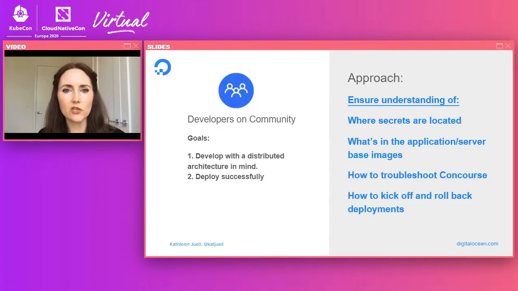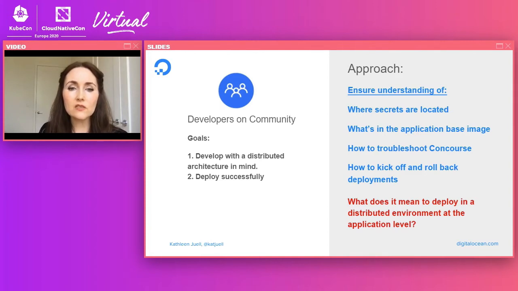Some of the topics that we focused on making sure everyone understood as we moved towards the final rollover included things like understanding where secrets were located, having a baseline understanding of what was going into the application and server images, a basic understanding of how to troubleshoot Concourse, and then of course how to kick off and roll back deployments. However, it turns out that we had failed to cover some of the meta-level nuances of what it meant to just deploy in a distributed architecture. We saw this most clearly in our initial thinking about scheduled jobs, which changed over the course of our discussions as we talked through the anticipated architecture in more detail. Once everyone was on the same page with the higher level structure of our new architecture, we were able to come up with a solution to ensure that our scheduled jobs ran as expected between our two clusters.